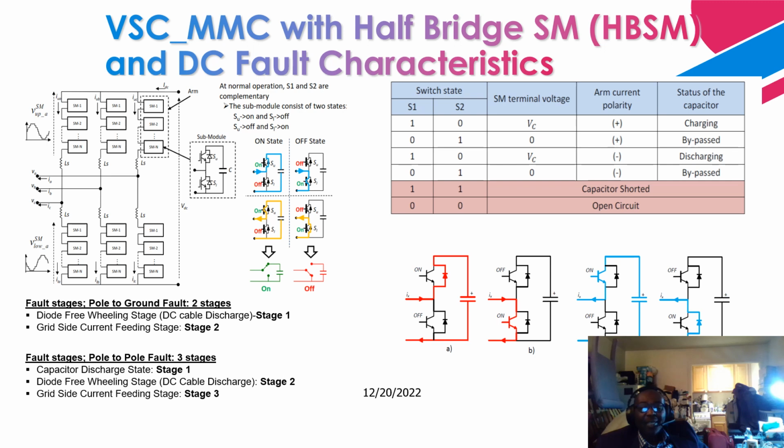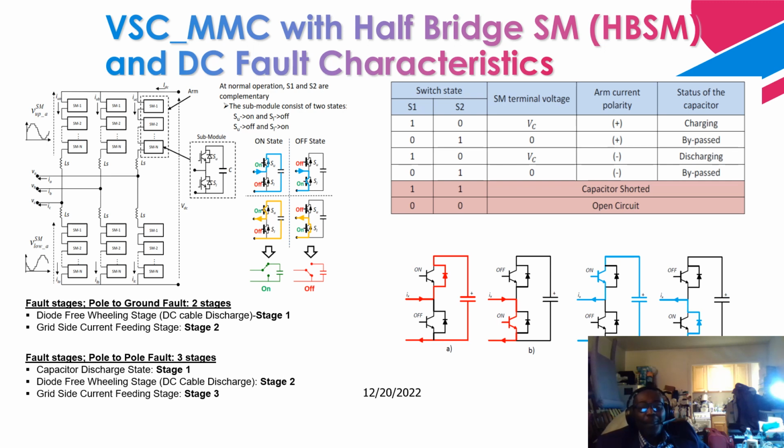The second state is discharging. What does discharging mean? This is shown over here. That is when the polarity of the arm current reverses to negative. It's flowing in the opposite direction, so we are discharging. When does this occur? This occurs when there's a fault on the DC cable, when the submodule capacitor discharges to the faulted point. It also occurs during energization of the converter, when the converter is getting charged.